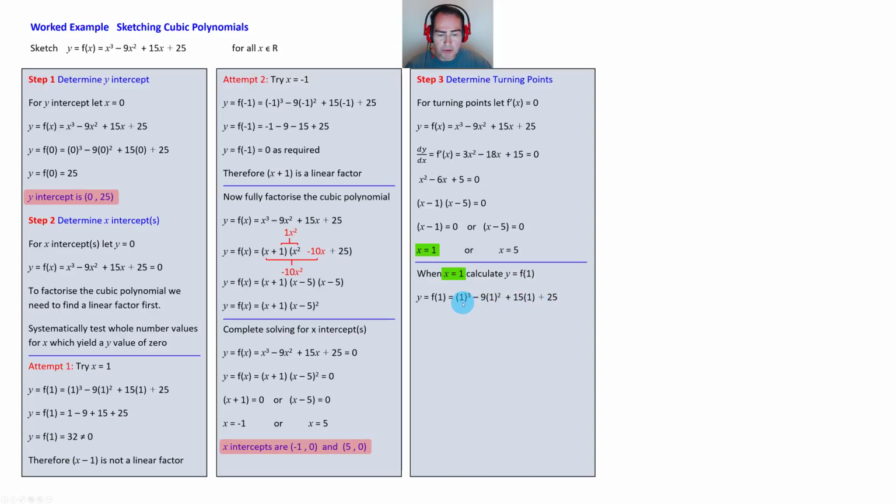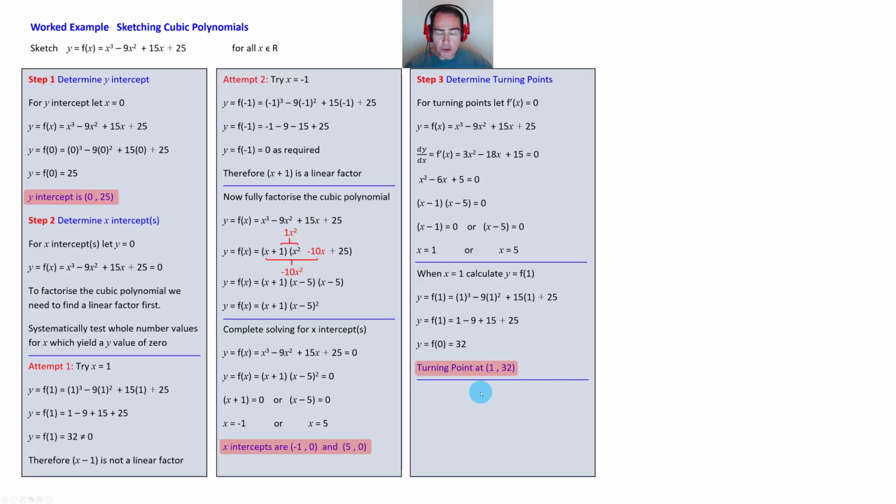Substituting in as before, replacing the x with 1, we end up with these series of values, and you might notice that we've previously done this same calculation over here, and we got 32, so no surprise we get 32 once more. So that means there's a turning point when x is 1 and y is 32, because this is the point for which the gradient is 0. Highlight that for reference later.